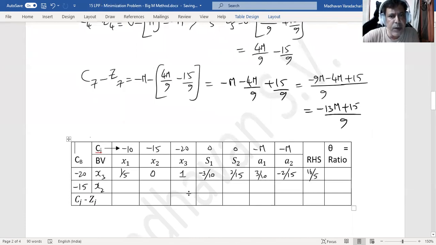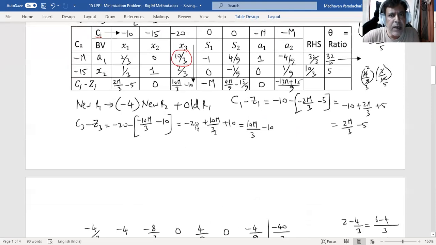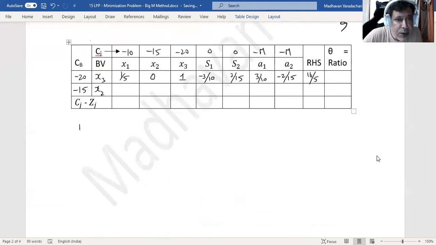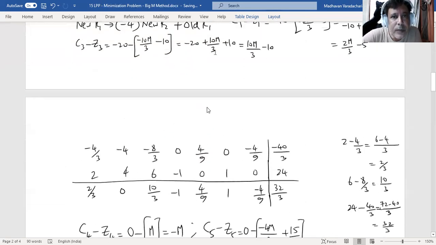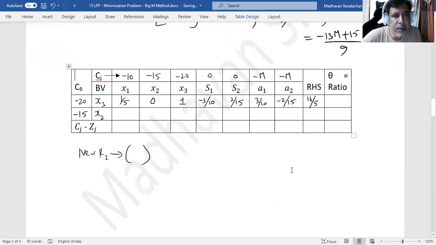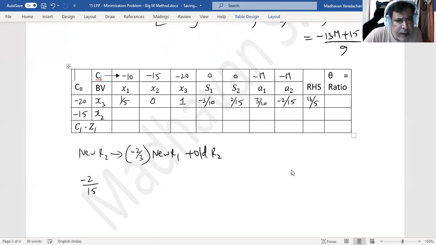So let us go back to the previous table to identify what is that element. The element is 2 by 3, so I should consider negative 2 by 3. Means new row 2 will be negative 2 by 3 times new row 1 plus old row 2. So let me first multiply negative 2 by 3 into this row 1 elements. It will become minus 2 by 15, then 0, minus 2 by 3, then minus minus, it is plus 2 by 10. 2 by 10 is nothing but 1 by 5. Then this one, minus 4 by 45.